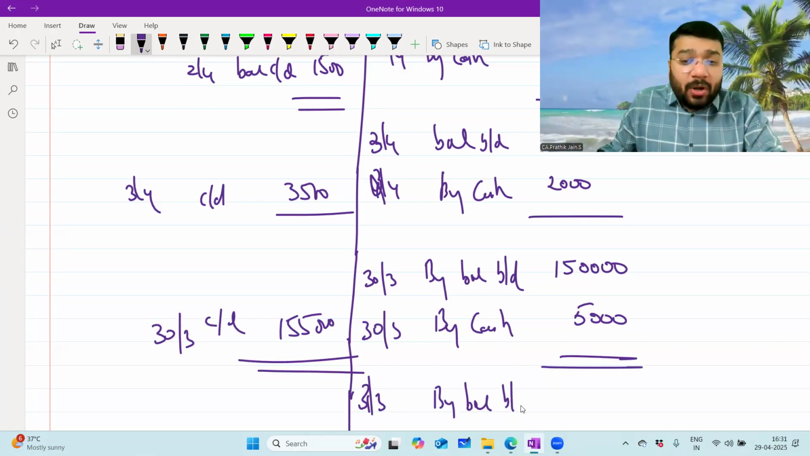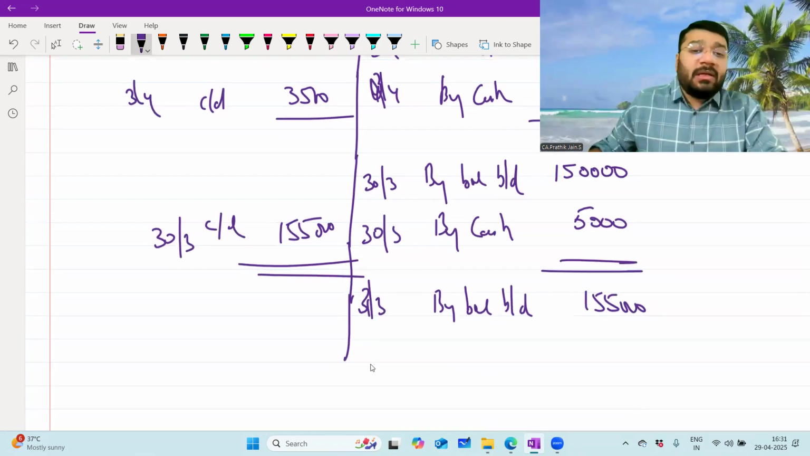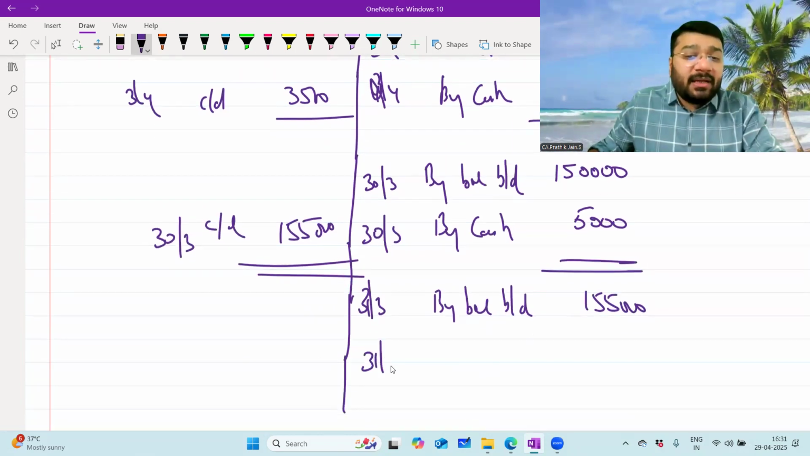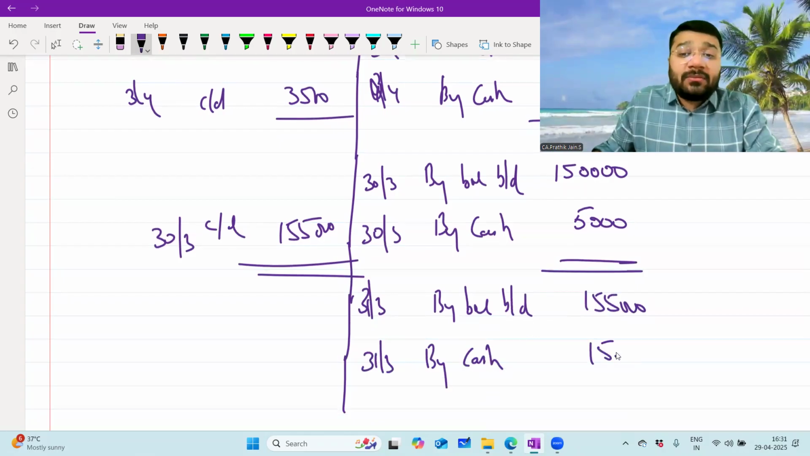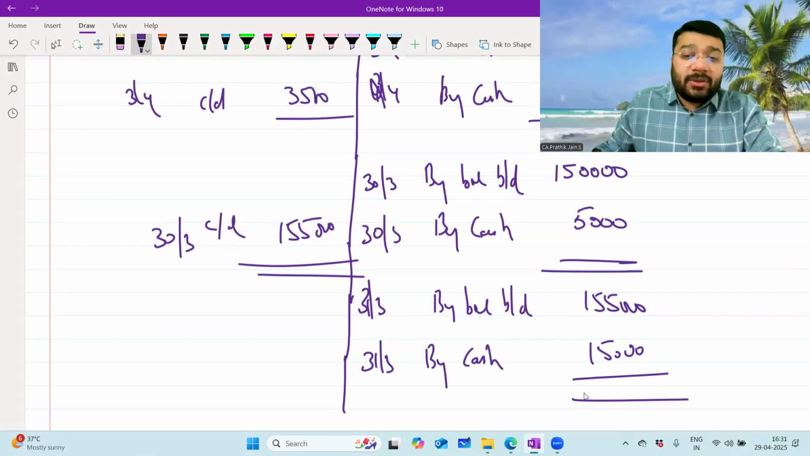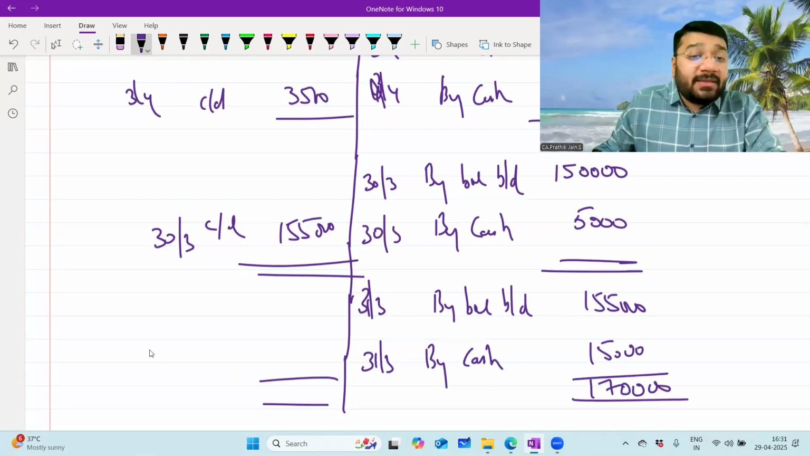On 31st March, the balance brought down is how much? 1,55,000. Now, on the last day of the year, I'm doing a further sale. On 31/3, by cash, 15,000. Now the total is how much? 1,70,000. Closing balance on 31/3, initially balance carried down, 1,70,000.